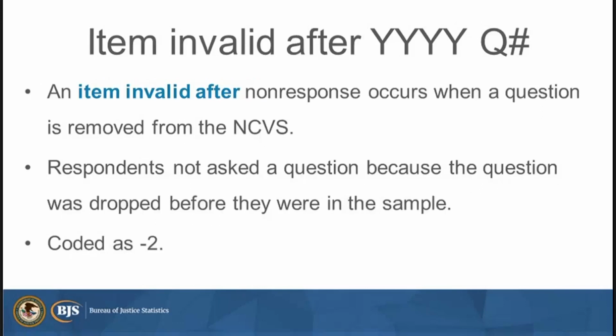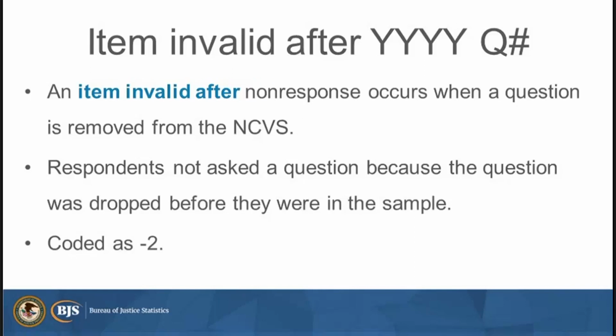Item invalid after indicates variables that were dropped from use in the NCVS. Respondents who entered the NCVS after the question was dropped have missing responses and are coded as -2. This code distinguishes it from normal out-of-universe or residue missing data.